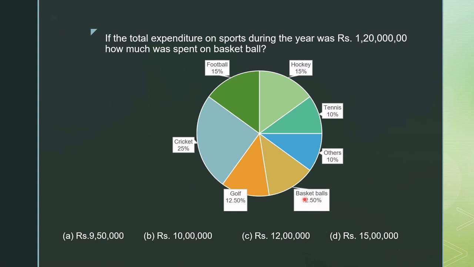The basketball expenditure is 12.50%. If the total expenditure on sports during the year was 1 crore 20 lakh, then how much was spent on basketball? That means 1 crore 20 lakh into 12.50%. How much do we have to calculate? So how can we calculate? In the next slide we will see.